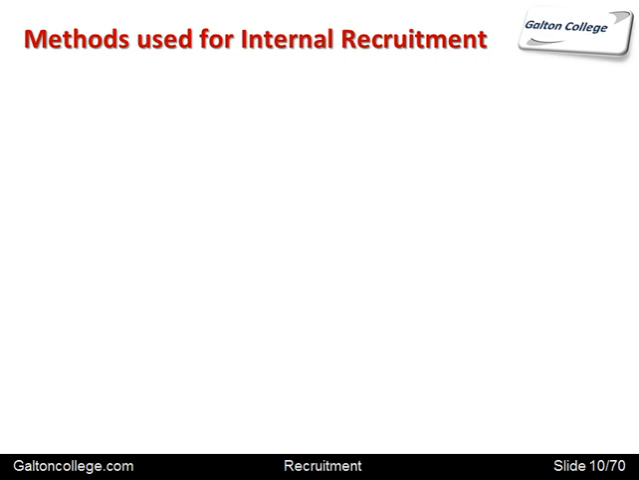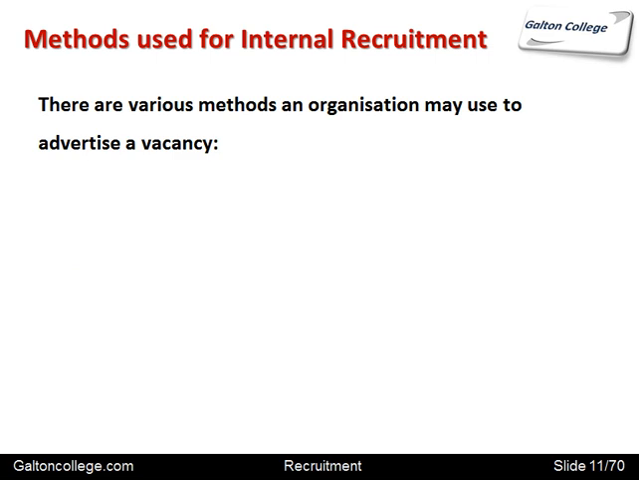Now the methods for internal recruitment. Well, there are various methods that an organisation may use to advertise a vacancy. The use of intranets. Nowadays it's common to have intranets within the business, and it means that communication is facilitated by the use of terminals and networks and so on, and it's possible to disseminate information quite quickly and easily.